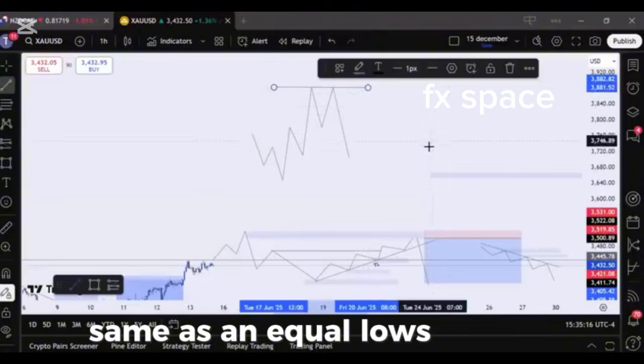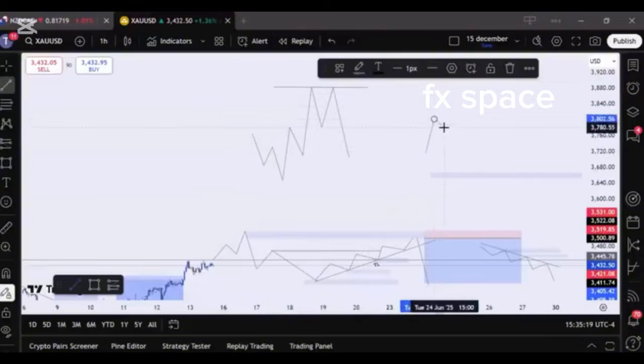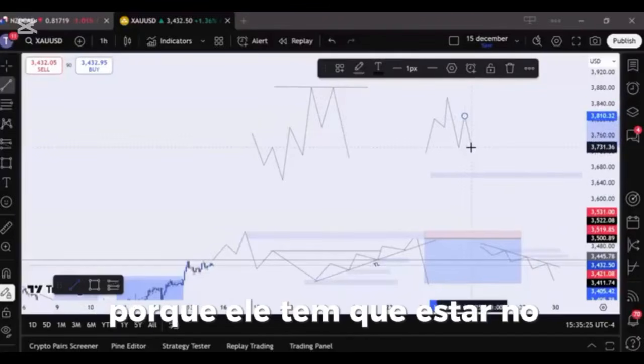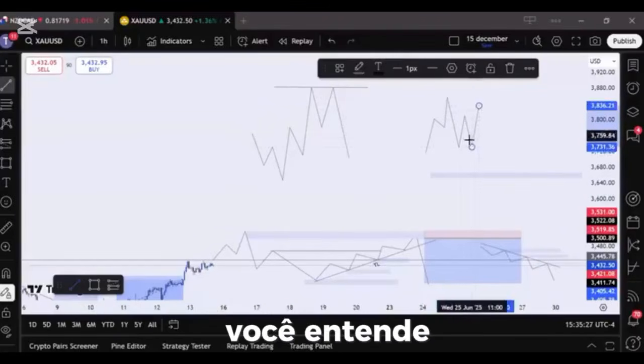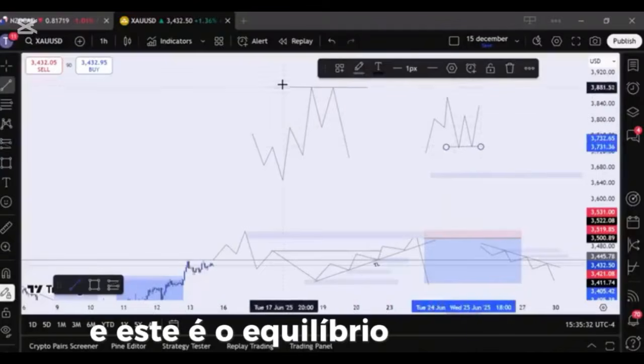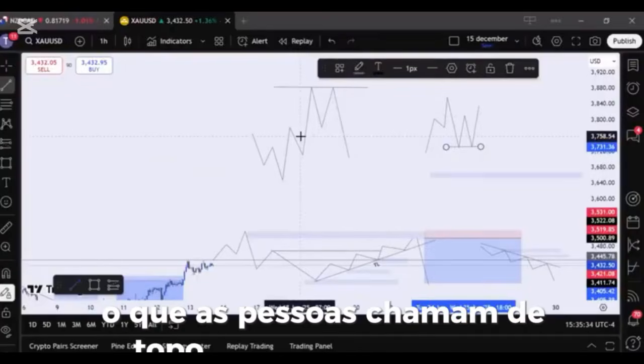Same as equal lows liquidity, you can have something like this. And then market comes down and makes an equal low. So it's going to be on the same level. Do you understand? This is what you call equal lows liquidity. And this is equal highs liquidity. Most people call it double top and double bottom.